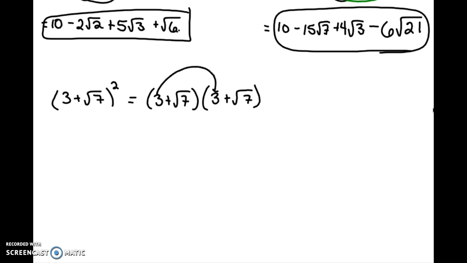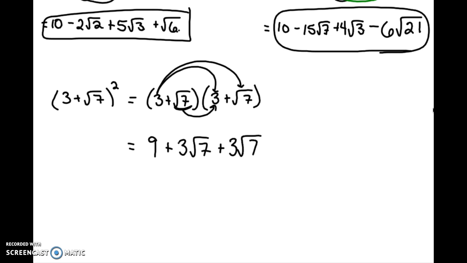So 3 times 3 is 9. 3 times square root 7 will be 3 square root 7. And we have to distribute the square root of 7 also. Square root of 7 times 3 is 3 square root of 7. So we've got 2 of them, we'll deal later. The square root of 7 times the square root of 7 is the square root of 49. But if I were doing this on my paper, I would have just written 7. Because the square root of 49 is 7.